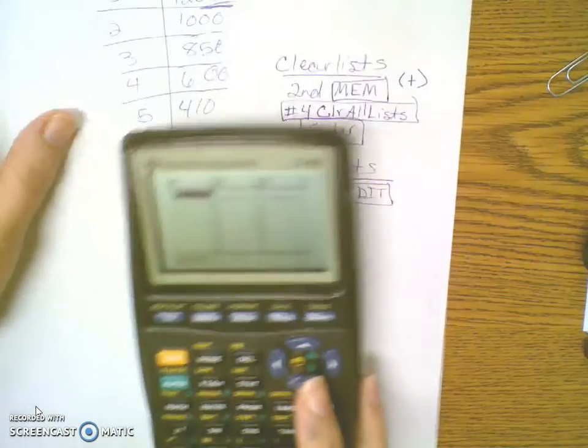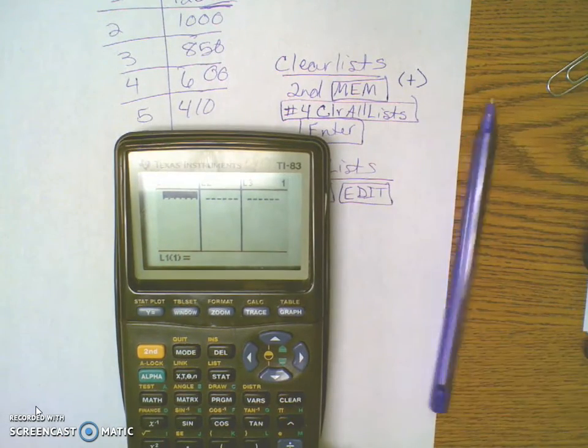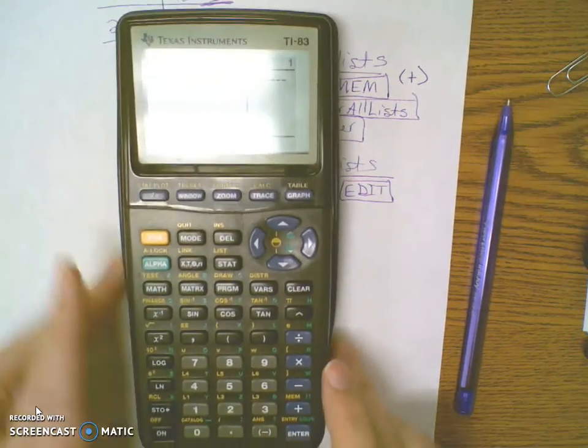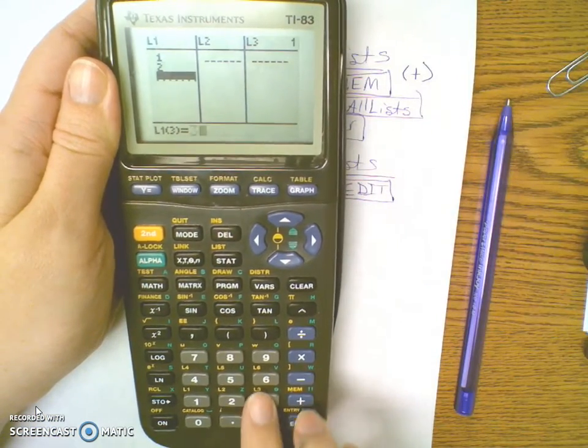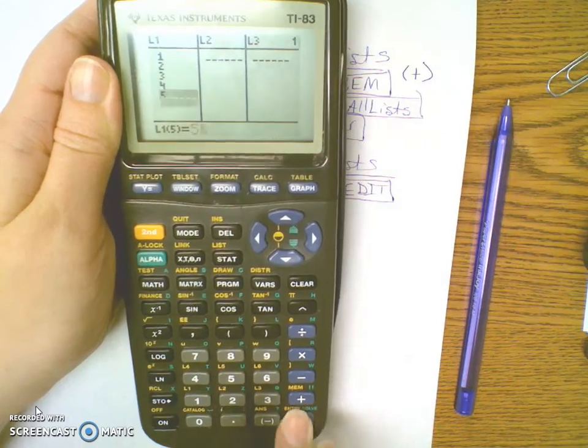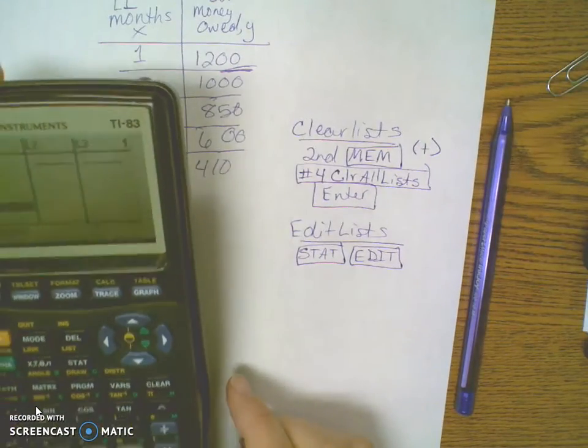Then we're going to do our lists. For L1, we're going to do 1, 2, 3, 4, 5. So we're going to put 1, enter, 2, enter, 3, 4, 5. And I think that's all we had on our list. Yep, 1 through 5.